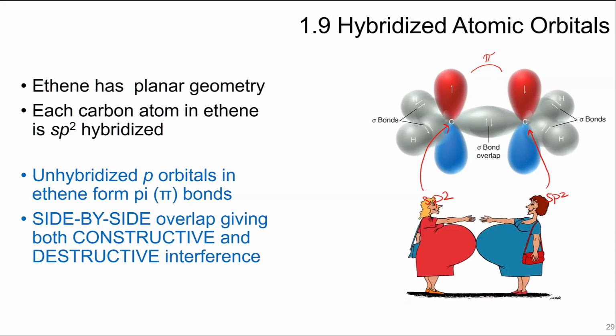If you think of 2 pregnant ladies trying to hold hands here or shake each other's hands, this first bond here, this is that head-on bond, this is the sigma bond, and this bond, or this handshake bond here, is the pi bond. So it's side to side. So that is the second bond that forms in that double bond.